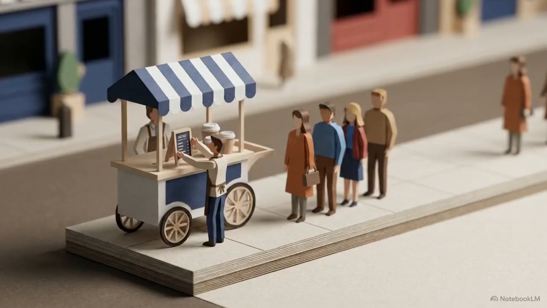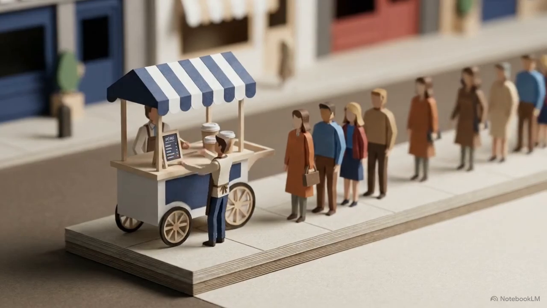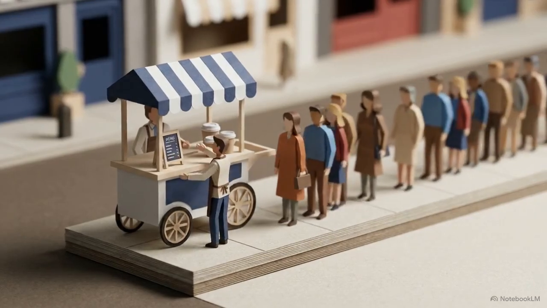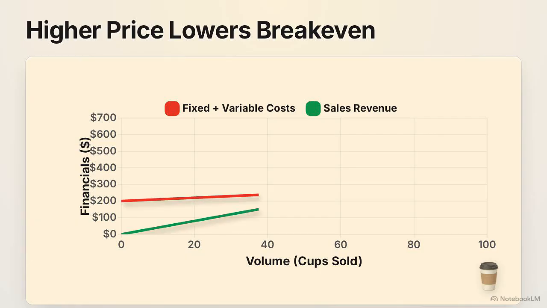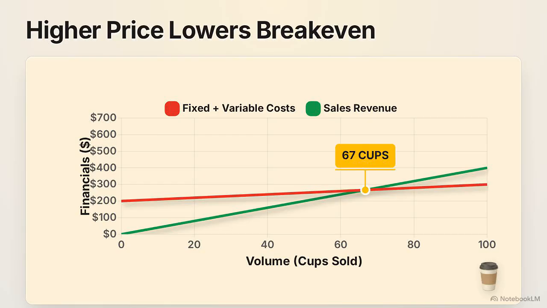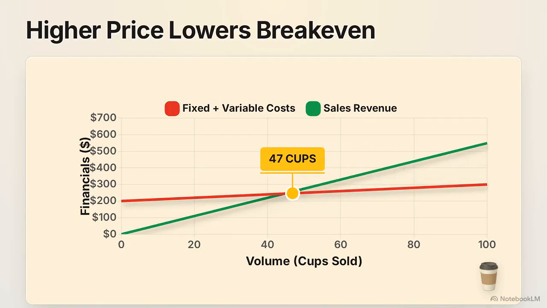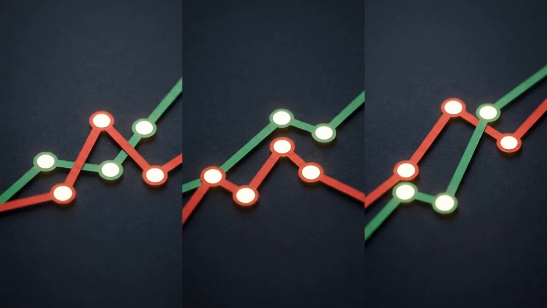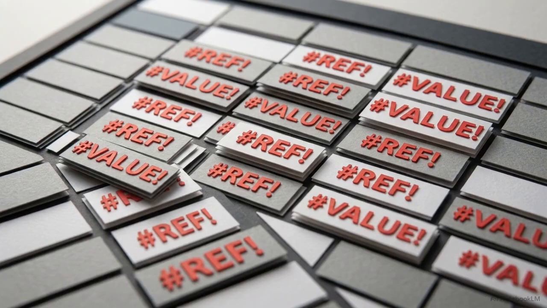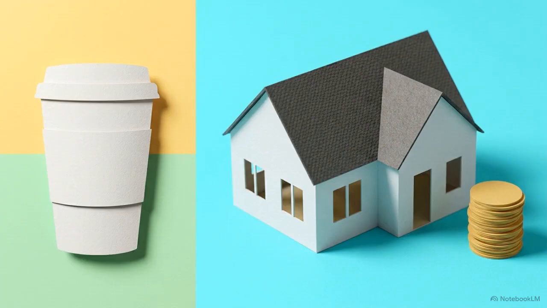This is where we change a single detail in our conversation to see how it affects the whole business. We can simply ask the AI, "What if I raise the price of my coffee to $5?" The model updates immediately. The revenue line steepens, and the point where we start making money shifts to a much lower number of cups. You can test endless what-if scenarios just like this, instantly, without the stress of breaking a spreadsheet formula.